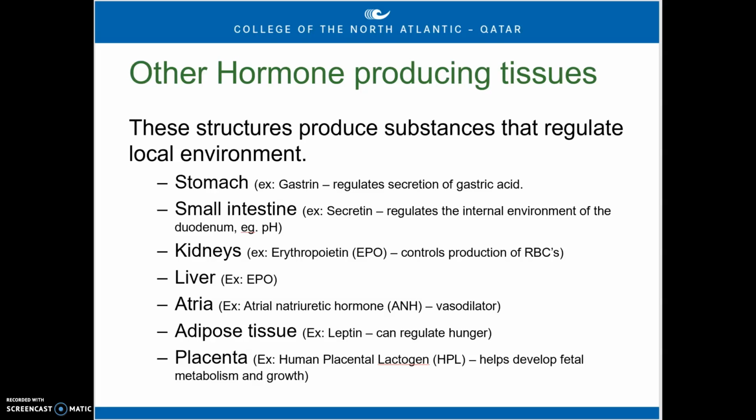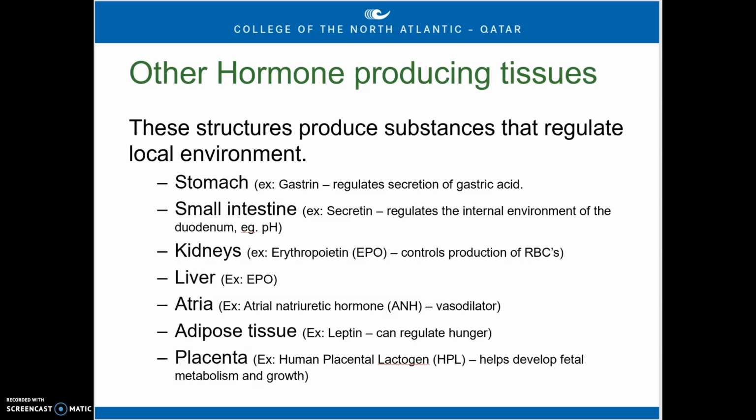It's the same thing for the small intestine. It secretes a hormone called secretin, and that's going to regulate the environment of the small intestine, the duodenum, which is the first part of the small intestine. So it'll help control the pH, and that's a very important thing locally. I'm not going to expect you guys to know these hormones, but what I want you to be aware of is the fact that there are other tissues in the body that can secrete hormones, or they have a hormone function, but we don't necessarily classify them as an endocrine gland.